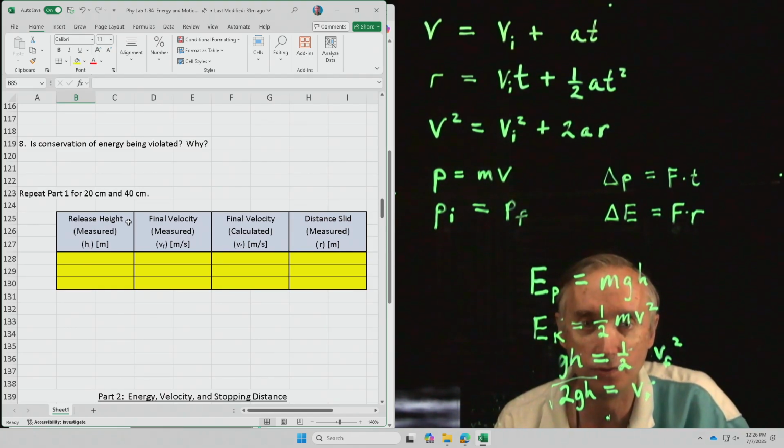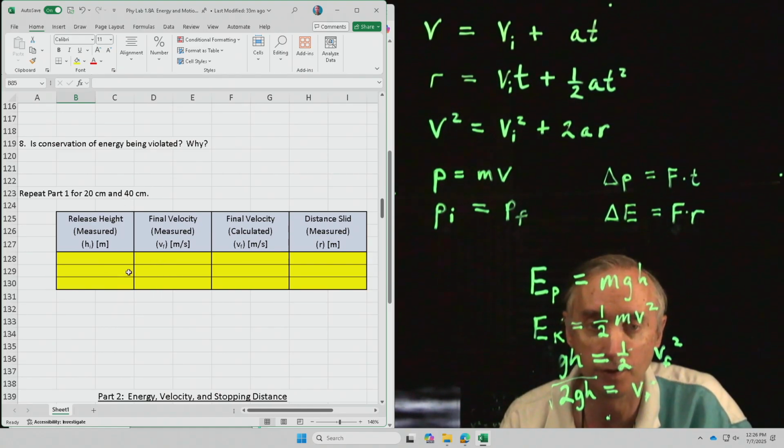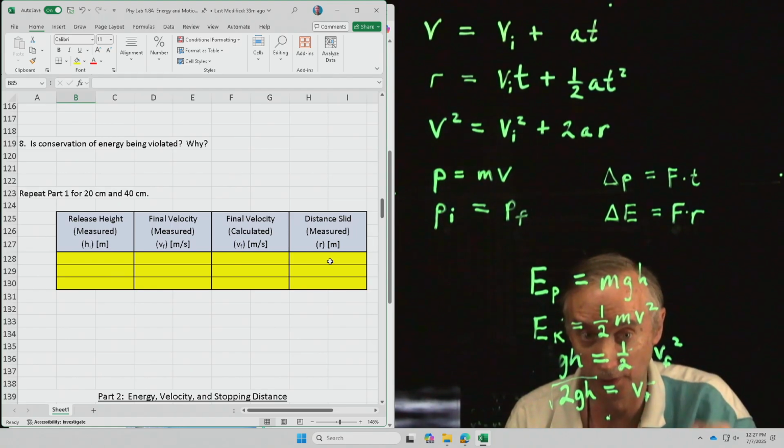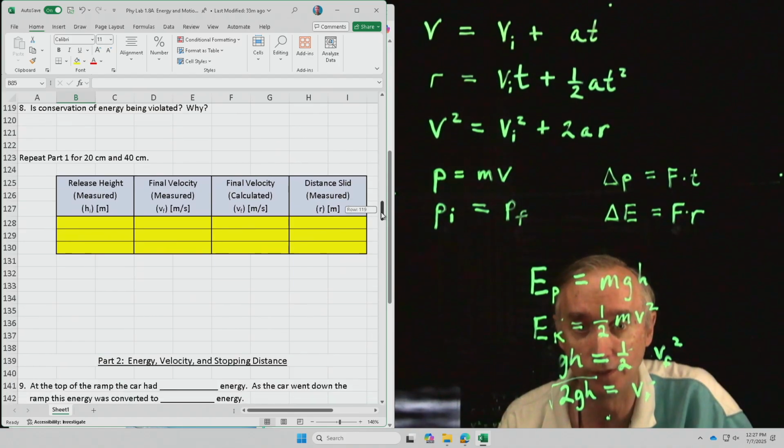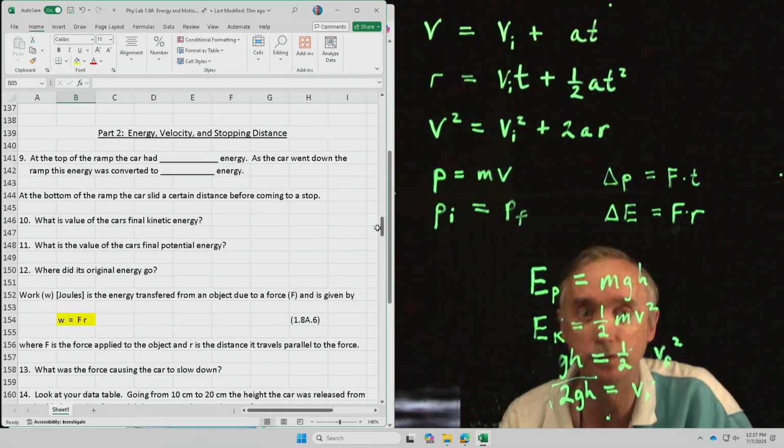All right, now you're going to repeat part 1 for 20 centimeters and then repeat it for 40 centimeters, so that you're going to fill in all of this information here for those two things. All right, and it's important that you do this because there's going to be some questions at the end of the lab you'll be able to answer if you know that information. So that was part 1, and now we're going to take a break, and when we come back we will do part 2 of the lab.